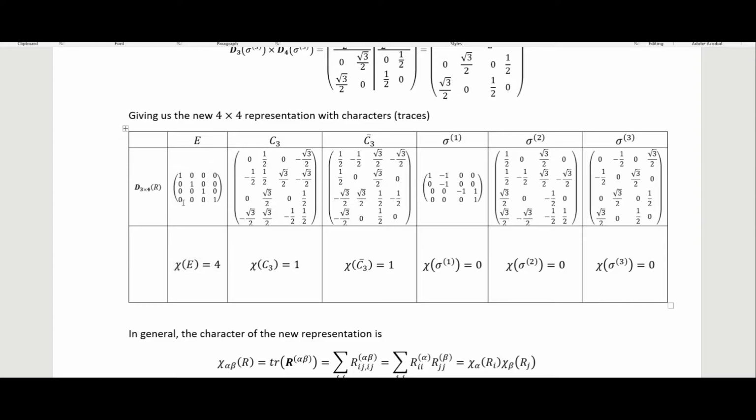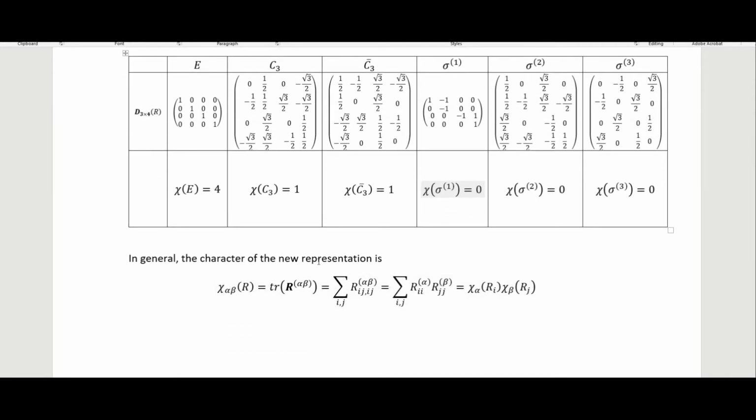The character of the identity is just adding down the diagonal, so that's 4. The C3 and the C3 inverse are 1, because we have 0, half, 0, and half, half, 0, half, 0. And then these reflections, we get 0. In general, the character of the new representation is just the character of the first one times the character of the second one.